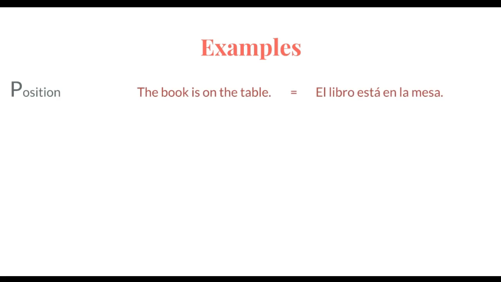Now that you know how to conjugate the verb, let's look at a few examples. An example of when you would use estar to express the position of something. You might want to say, the book is on the table. El libro está en la mesa. Maybe you want to talk about the location of someone, telling where they are. He is in the library. You would say, él está en la biblioteca.